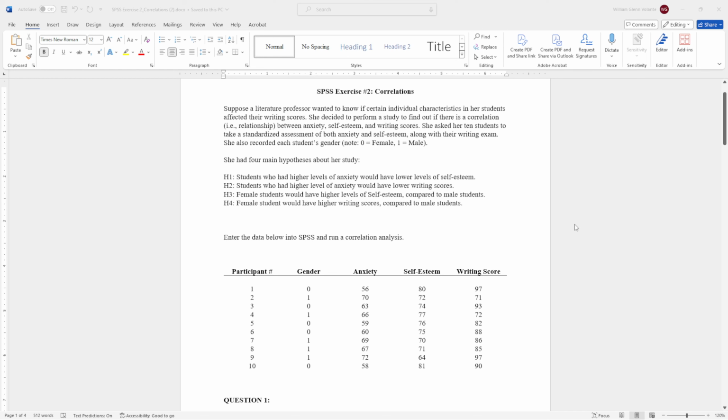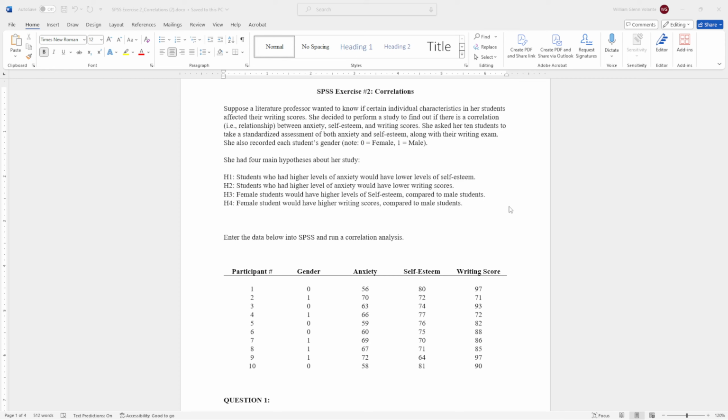In this case, we have a situation where there's a literature professor who is interested in looking at some different factors of personality and some other components to see how they are related to students' writing scores. So we specifically have assessments on anxiety, self-esteem, and a standardized writing score value as well. Additionally, this professor took note of the gender of each of their students to see if that had an effect here as well.